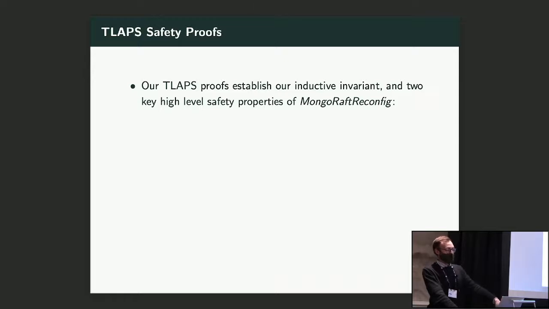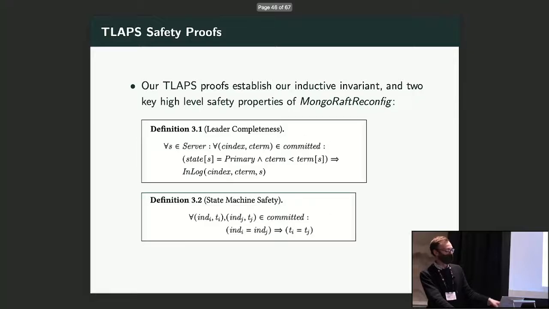So our TLAPS safety proofs for the protocol establish our inductive invariant, and then they establish two key high-level safety properties of MongoRaftReconfig, which are referred to as the LeaderCompleteness property and the StateMachineSafety property, which are safety properties that also appear in the Raft protocol.